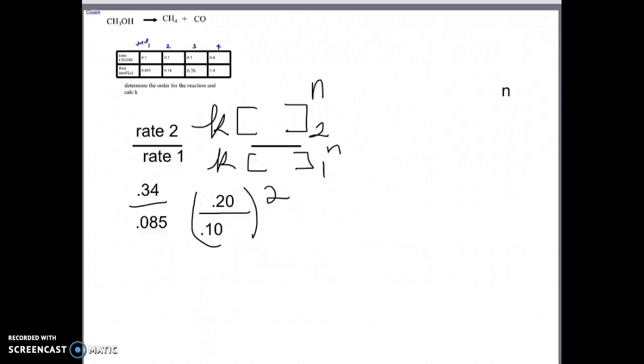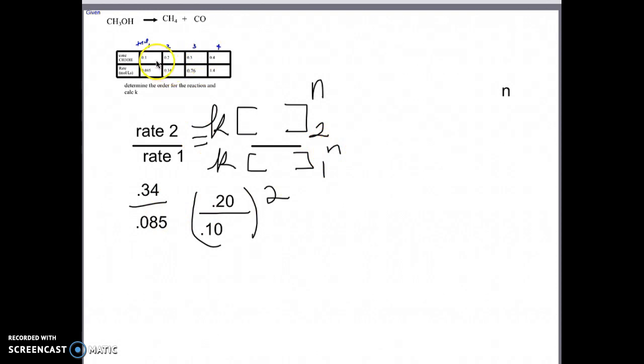So what I did on the next slide here is I'm making my ratio where rate 2 over rate 1 would equal the rate law. Rate 2 would have a value of some specific rate constant times the concentration to the nth power that you see here. And that will be over rate 1, which is the specific rate constant times the concentration, this representing the first trial, to the nth power.